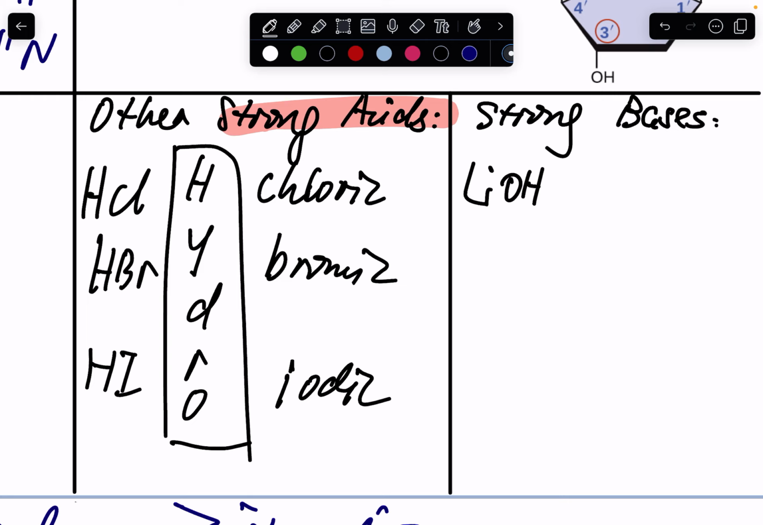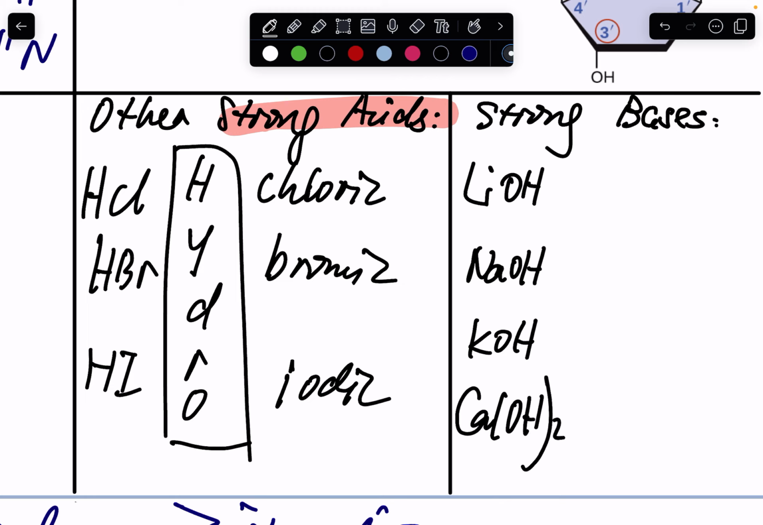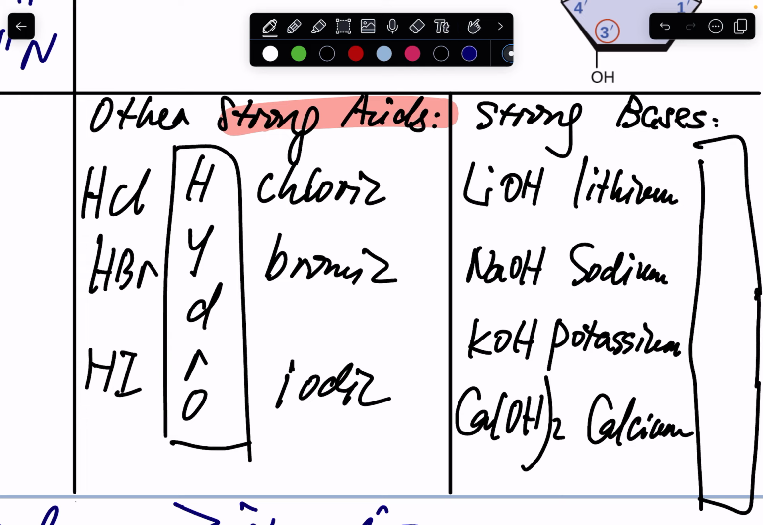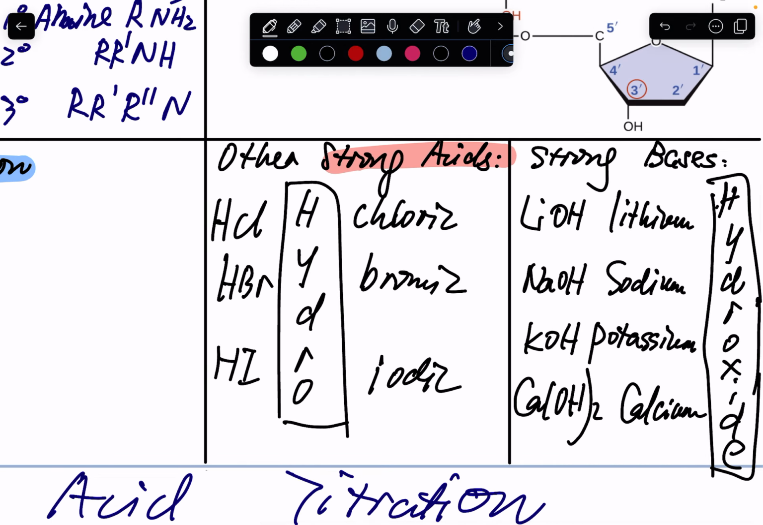So LiOH, lithium hydroxide, NaOH, sodium hydroxide. You know that for sure, right? KOH, and then Ca(OH)2. The first one is lithium hydroxide, the second is sodium hydroxide, the third is potassium hydroxide, and lastly, calcium hydroxide. So they all end with hydroxide. Anyways, these are the strong bases.